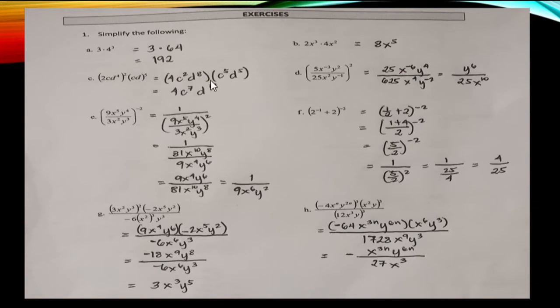Then we will simplify. 4 times 1 is 4. c to the power of 2 and c to the power of 5, we will add the exponents, so that becomes c to the power of 7. And d, 8 plus 5, that is d to the power of 13.